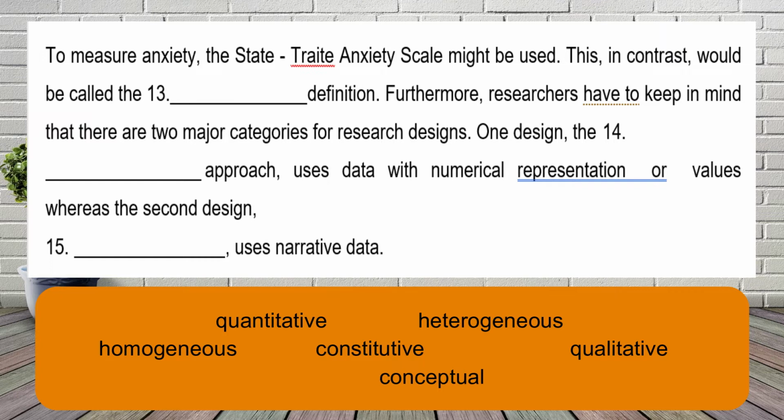To measure anxiety, the state trait anxiety scale must be used. This, in contrast, would be called the ___ definition. Furthermore, researchers have to keep in mind that there are two major categories of research designs. One design, the ___ approach, uses data with numerical representation or values, whereas the second design uses narrative data.